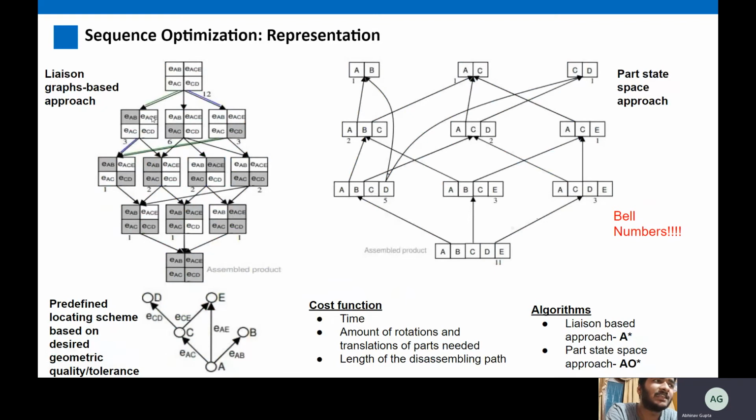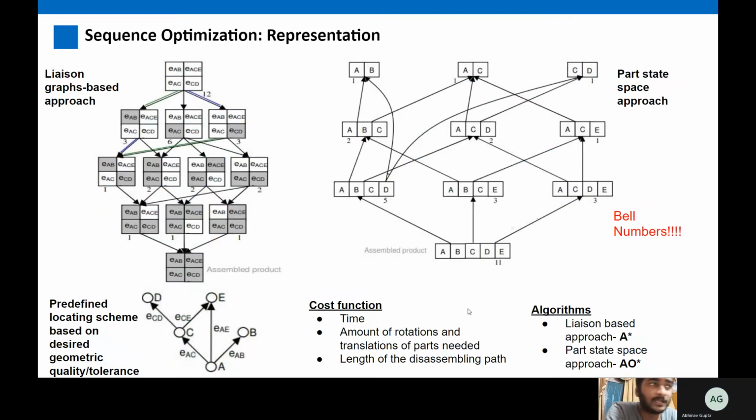Now, once we have these Lyson graphs or part state space, what we can do is give them some cost functions. One of the cost functions we could be interested in is time, assigning each step an individual time based on the complexity of the task. It could be done by considering the amount of rotations and translations of the parts needed. So if the amount of rotation and translation of a part needed in assembling an individual product or disassembling it is very huge, then maybe the time consumed by it is very large.